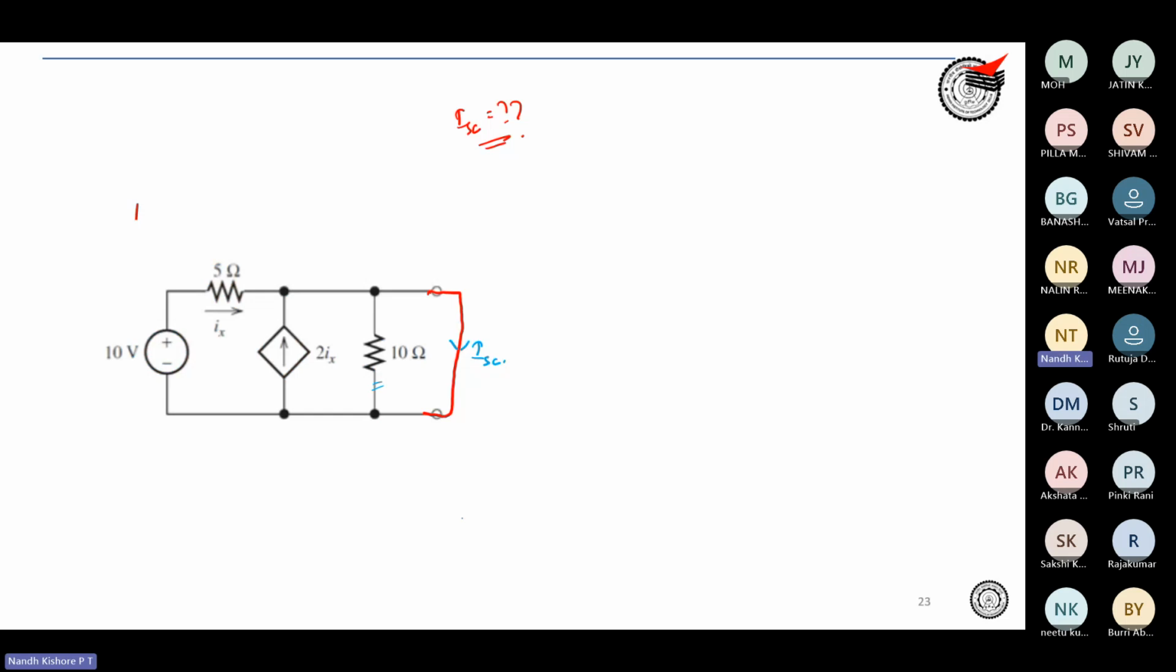Or am I gone again? Hello? Yes, sir. Voice is clear. We cannot remove 10 ohm resistance.